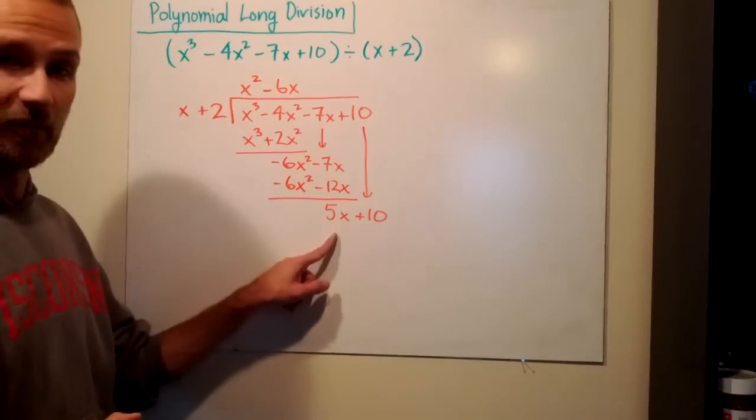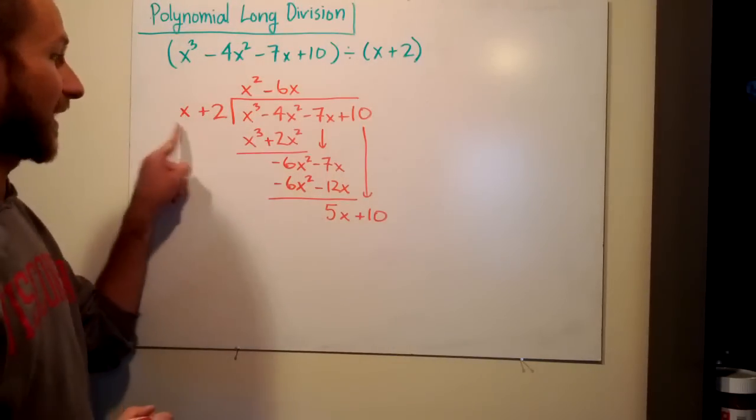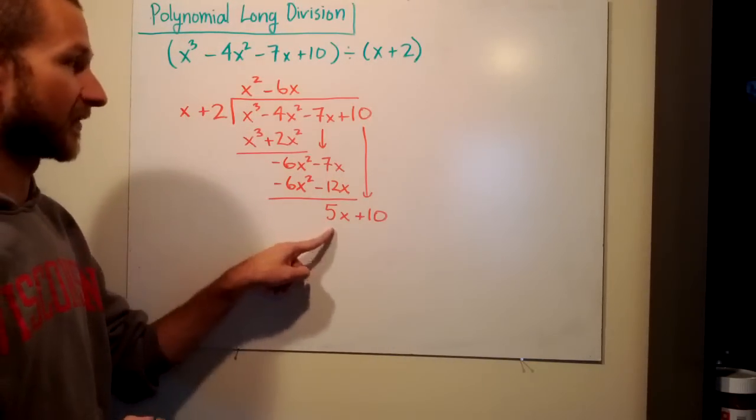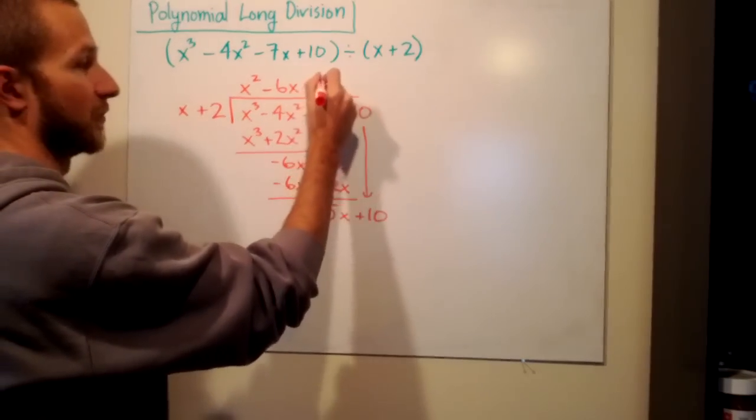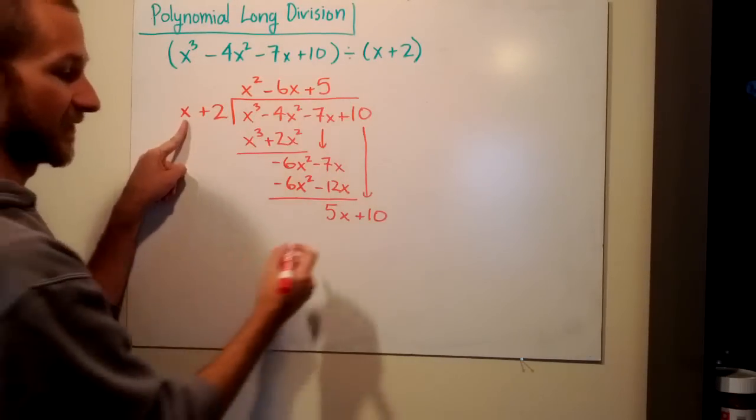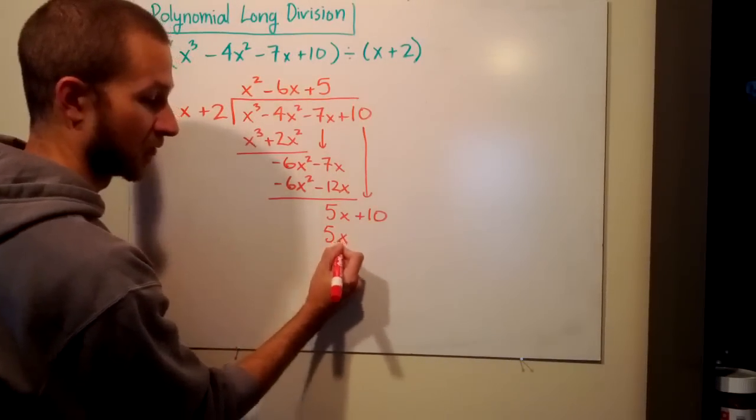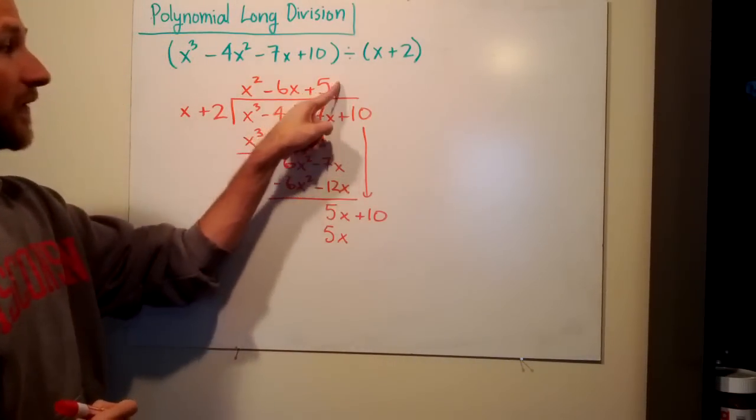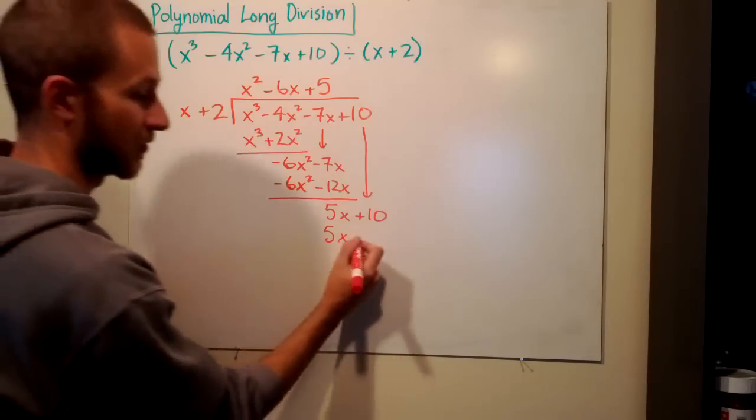Now look at the leading term here. What would I need to multiply x by in order to get 5x? Well, for that I need plus 5. 5 times x gives me 5x. And then 5 times 2 gives me plus 10.